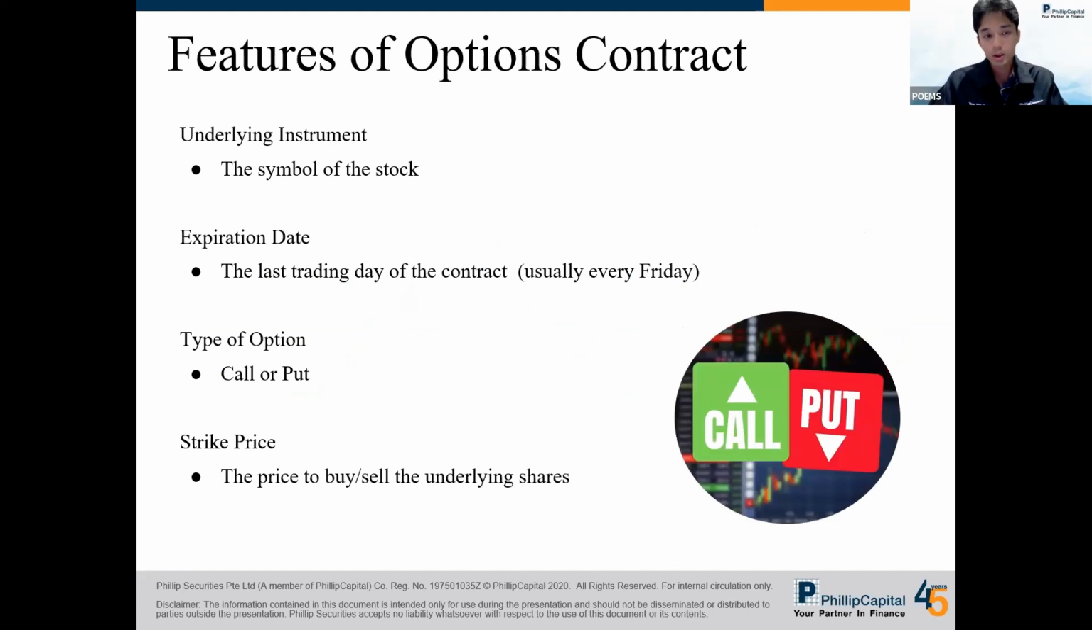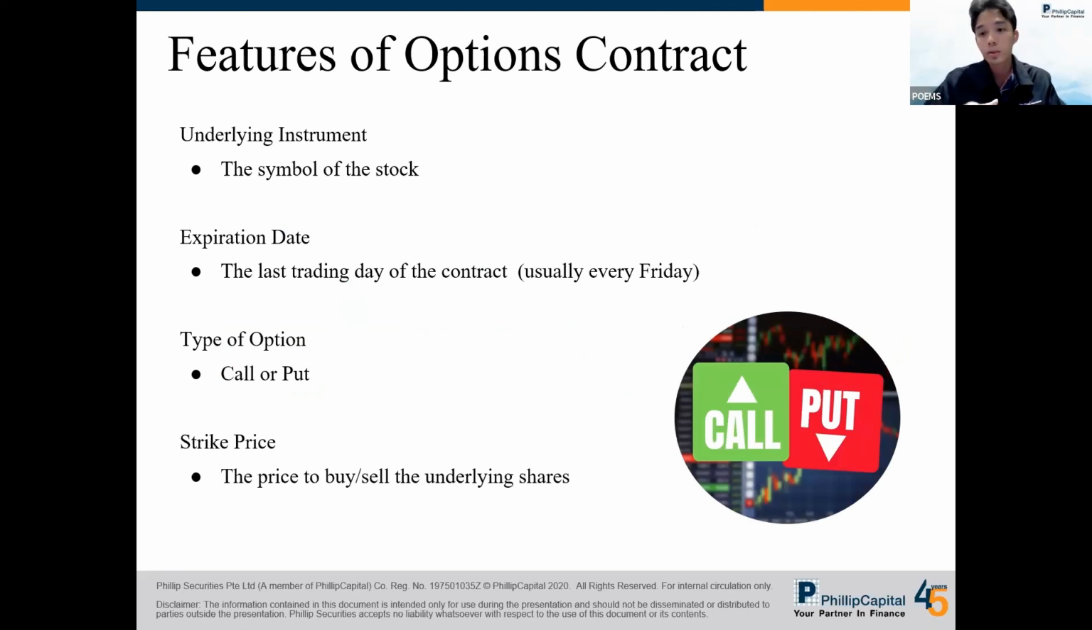Let us talk about the features of an options contract. There are quite a bit of features, but we're just going to touch on the four main ones. First will be the underlying instrument. Usually in stock options, we have the symbol.